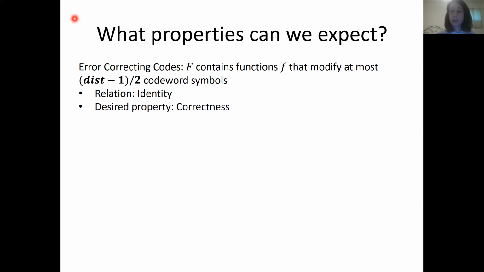On the one hand, we have error correcting codes, and these are going to achieve a very strong property of correctness. So we know that the recovered message, X tilde, is going to be the same as the message that was sent, X. However, we're going to have to restrict the class of functions F to only contain functions little f that modify fewer than distance over 2 codeword symbols, where distance is the distance of the code.